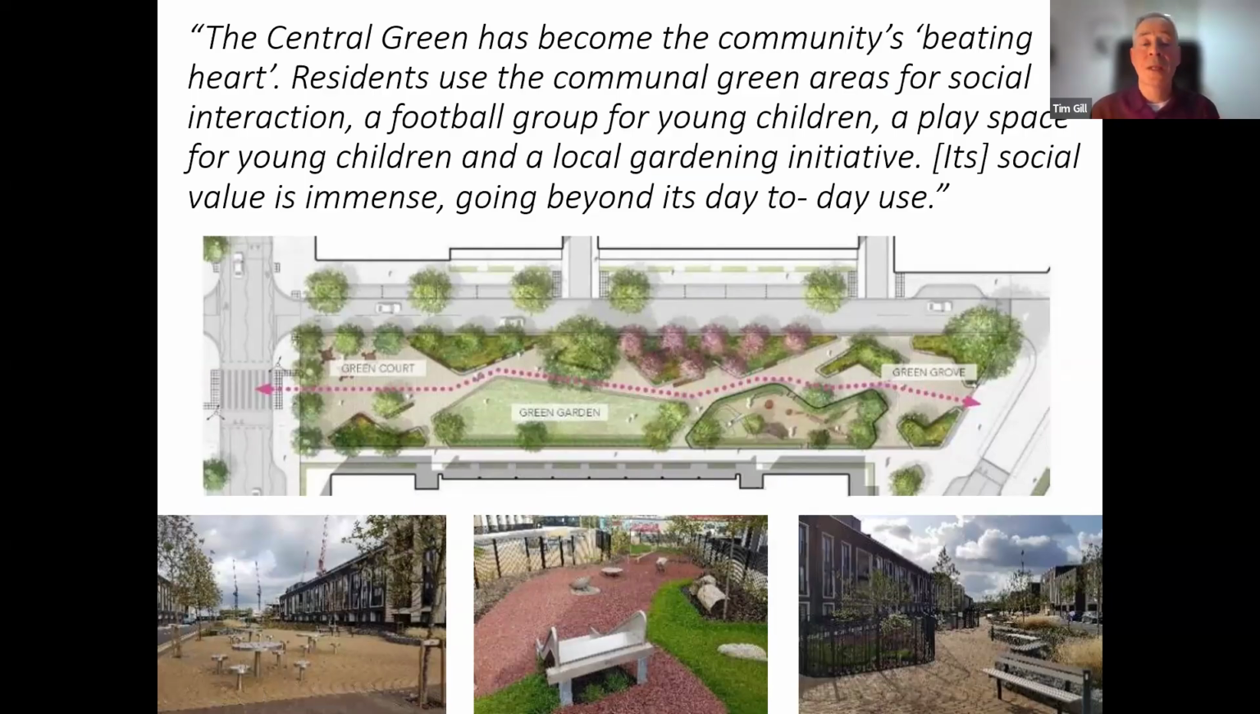It was described in the report as the community's beating heart, and its value went beyond its day-to-day use. So yes, it became a place for a play space, but it was also a community gathering point and a place where people of different backgrounds, people of different tenures, because this street has both private and social housing in the same street, where they kind of develop the relationships that help to form a healthy community.